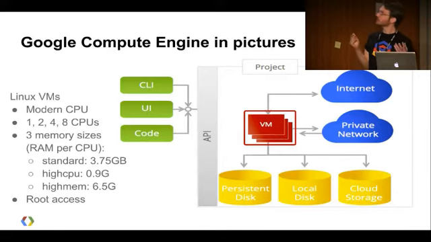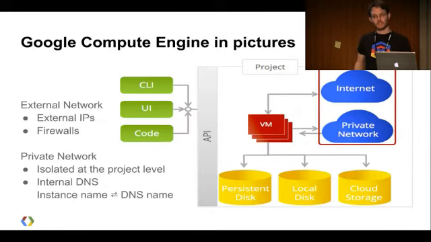What else? Well, you're probably interested in the virtual machines we're offering. We offer from 1 to 8 CPUs. We offer 3 different memory sizes, and you've got root access. So you can install any of the software you want and so forth. It's not locked down the way that App Engine is. If you've got crazy code, Fortran, whatever, bring it, we'll run it.